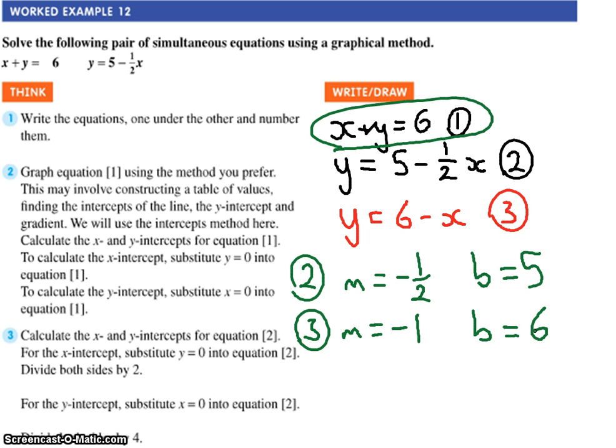Is everyone confident that they can now graph them? You've got your gradient. On this one, you're going down 1 and across 2. On this one, you're going down one and across one. But you start off with your y-intercept, you're going to be at 0, 5, and on the other one you're going to be at 0, 6. Everyone happy with that? Excellent. I'm going to pause while you draw this graph.